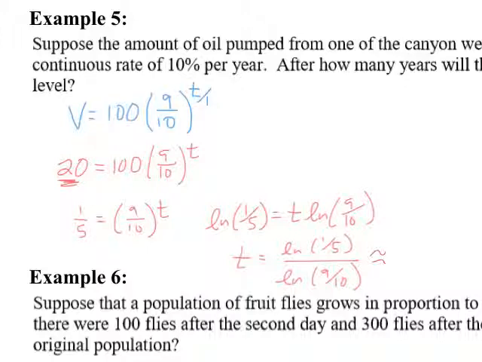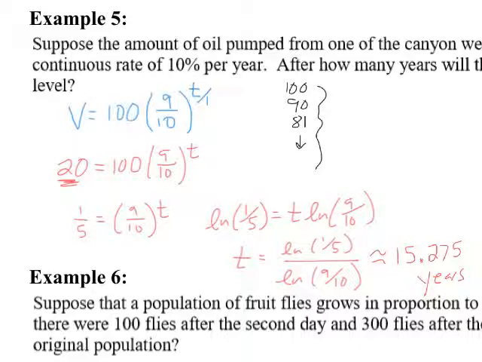So we get the exact or the approximation, and it looks like after 15.275 years. So that means we start at 100 and then we're down to 90, and then it looks like if we lose 10% again, we're going to drop to about 81, and so on and so forth each year. And then after about 15 of these cycles, we finally are down to 20% of the amount of oil in the canyon.